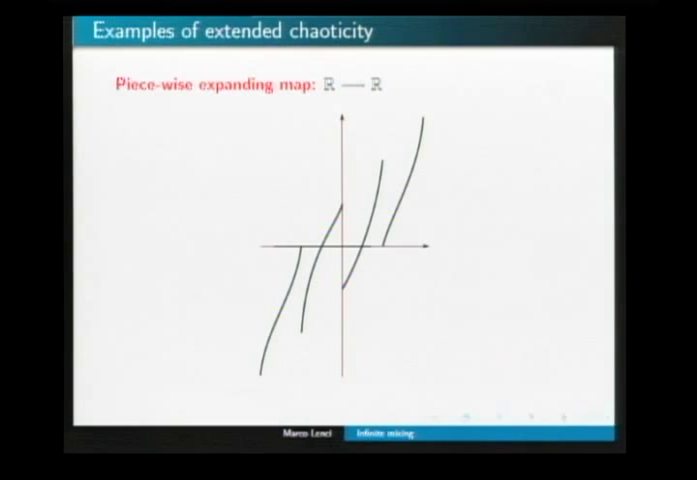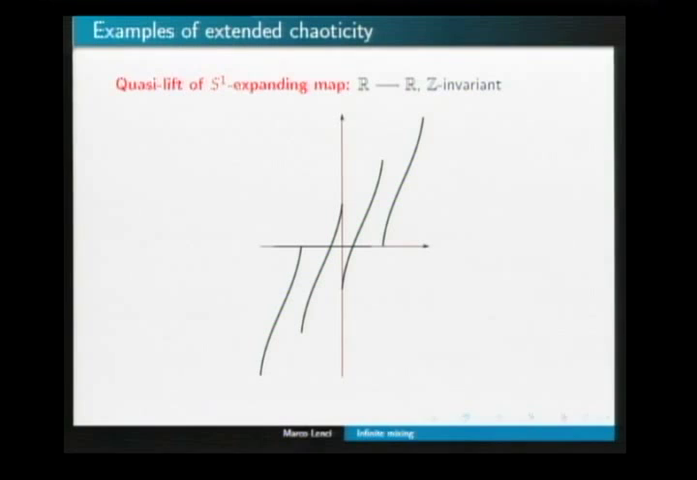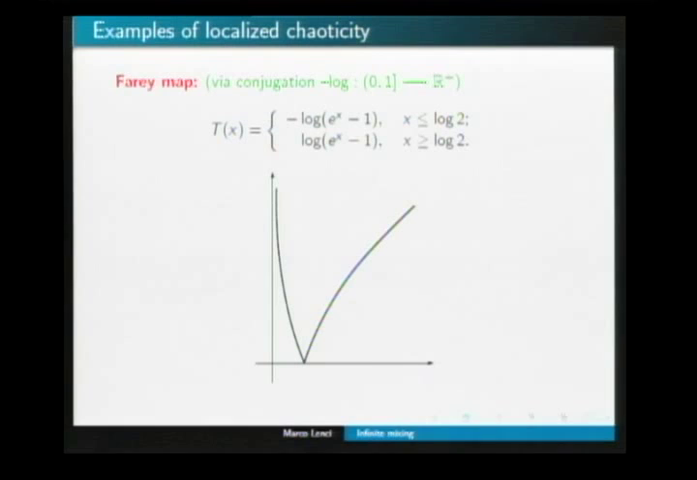Another system would be an expanding map from R to R. In this case, I made it like 3 to 1. If you choose these branches carefully, you can make it, for instance, Lebesgue invariant. And then you can have a Z-invariant version of that, which I would call a quasi-lift, because it's not exactly a lift of an expanding map on the circle, because you have these discontinuities, so it's a quasi-lift. And this is the beyond uniform hyperbolicity sort of tribute of my talk.